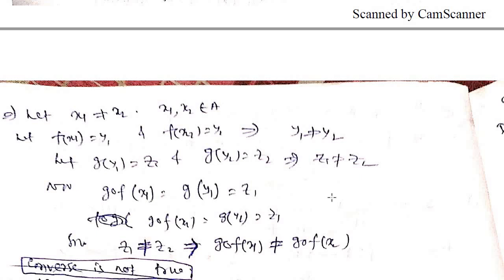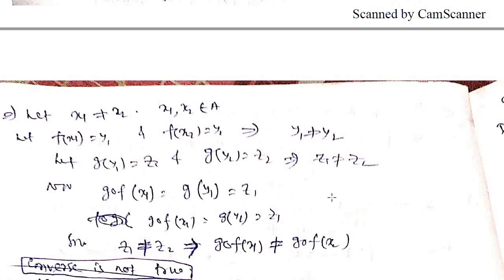First one, if we assume x1 not equal to x2, we have to prove f(x1) not equal to f(x2). In the other way, if we assume that f(x1) equal to f(x2), we need to prove x1 equal to x2. So here we have taken the first method. We have to prove G compose F is injective. So the domain of G compose F is A, so we will take two different elements from A. So let x1 not equal to x2 belong to A.